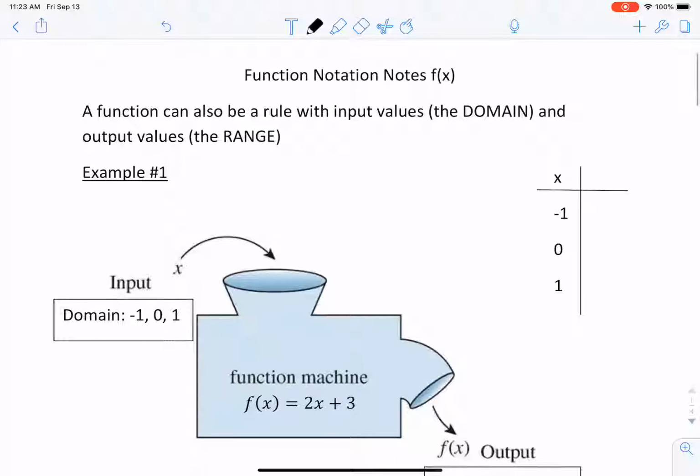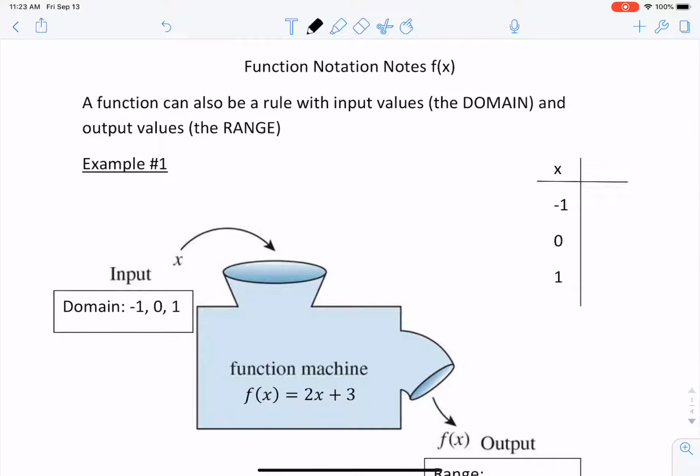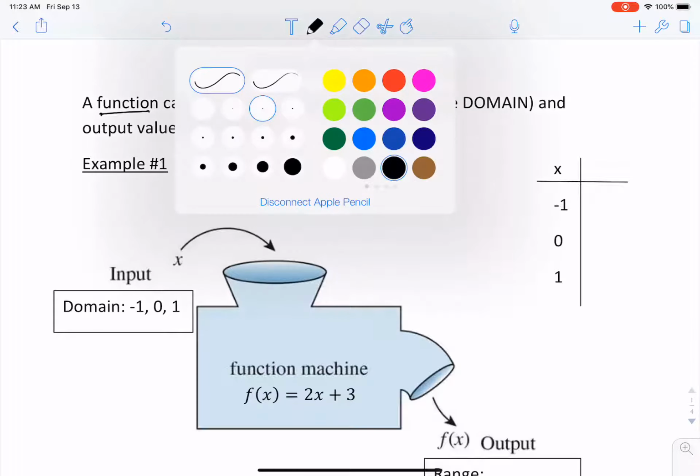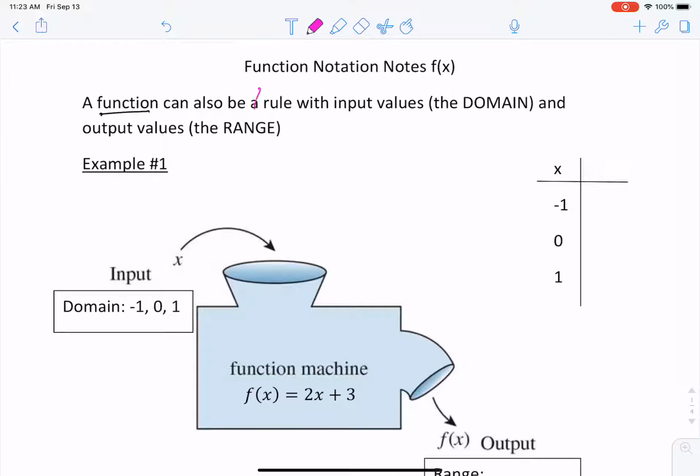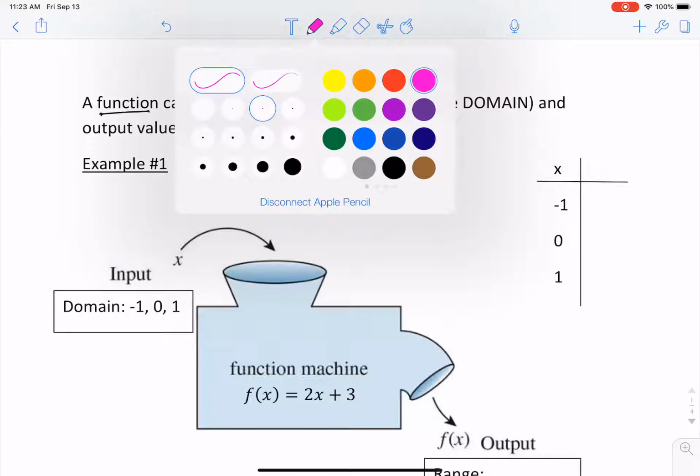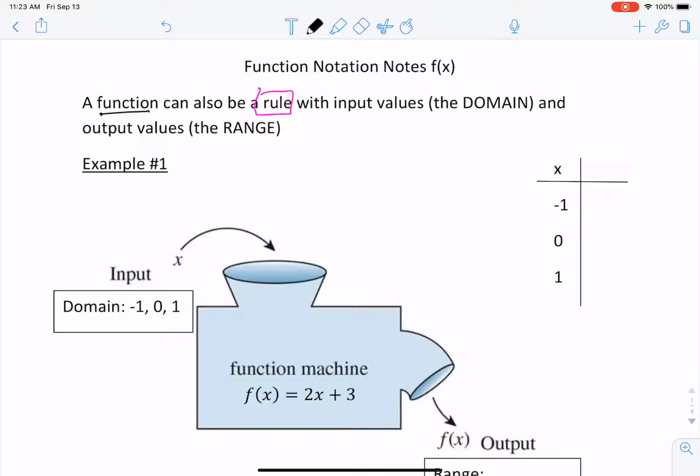Today's notes are over function notation. We're going to start out by defining a function. A function is a rule that has input values and output values.